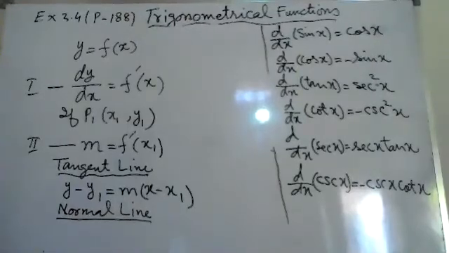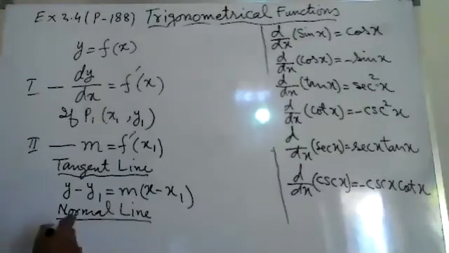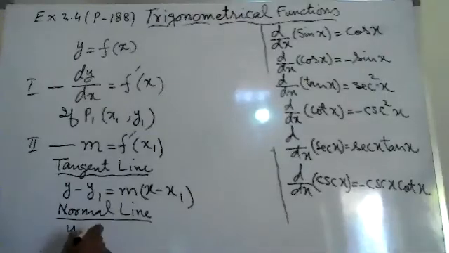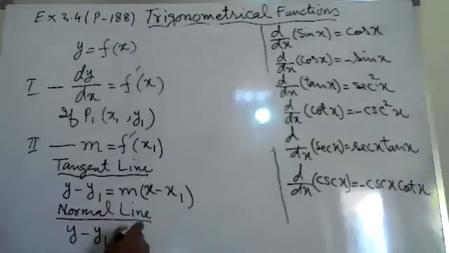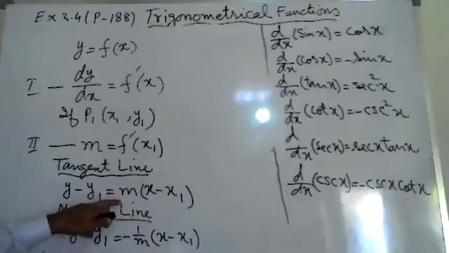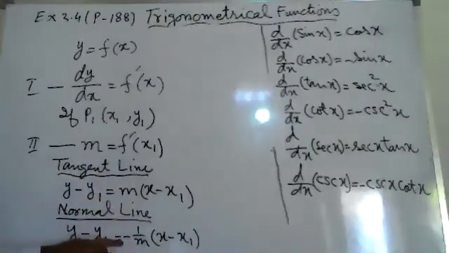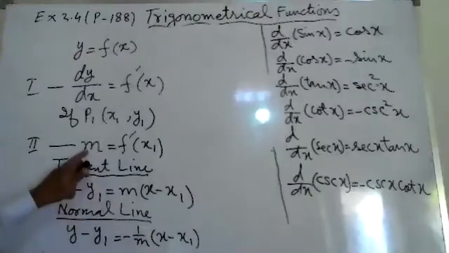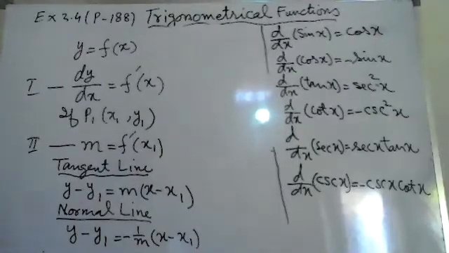If we are asked to find the equation of the normal line, then y minus y1 is equal to, in place of m, we will write minus 1 upon m into x minus x1. Only the slope is changed. Here the slope was m. Here the slope will be minus 1 upon m. This is the same m. Minus 1 upon m into x minus x1. And we'll simplify this one to get y is equal to something. This will be the equation of the normal line.